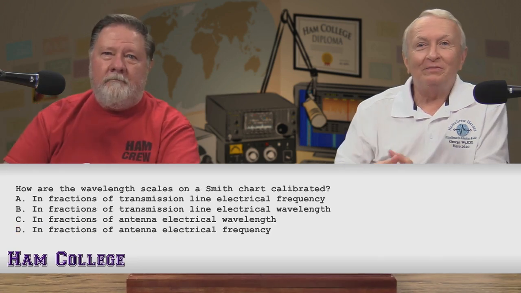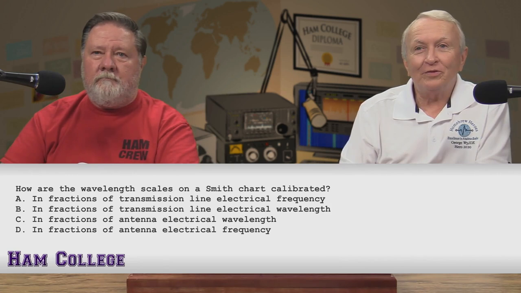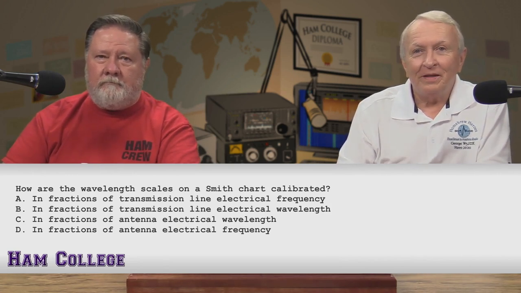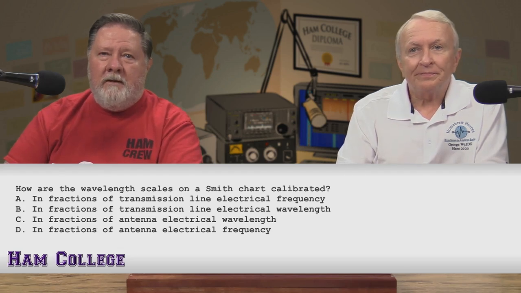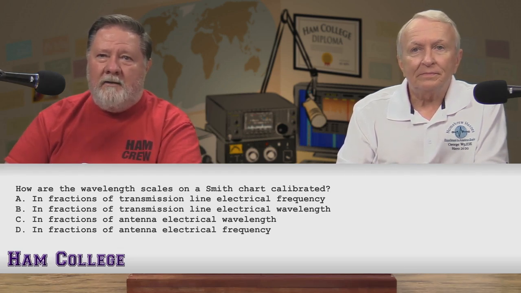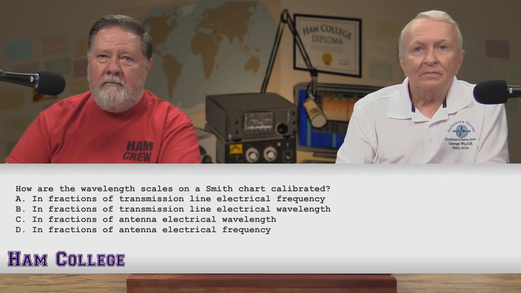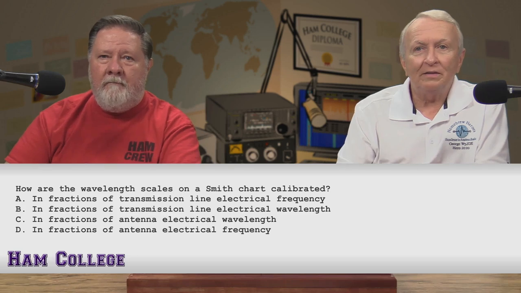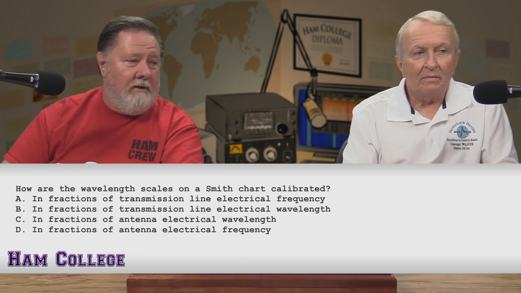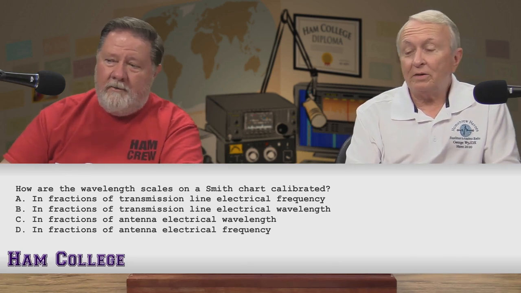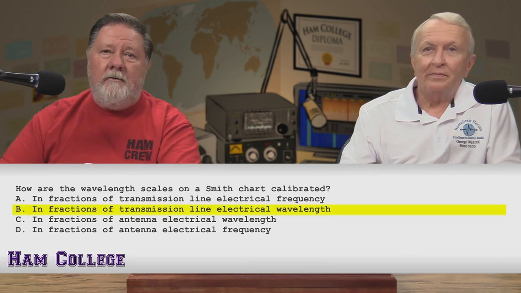How are the wavelength scales on a Smith chart calibrated? A, in fractions of transmission line electrical frequency. B, in fractions of transmission line electrical wavelength. C, in fractions of antenna electrical wavelength. Or D, in fractions of antenna electrical frequency. I'm going with B. This is a pure guess. Well, everybody in the chat room's got the same guess as you. There you go.